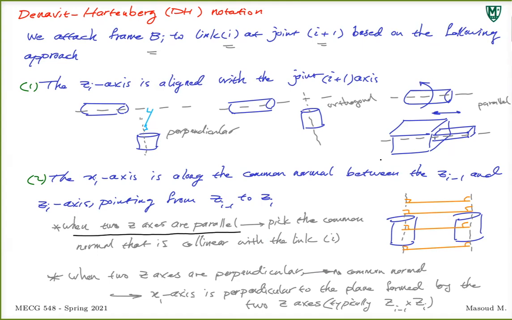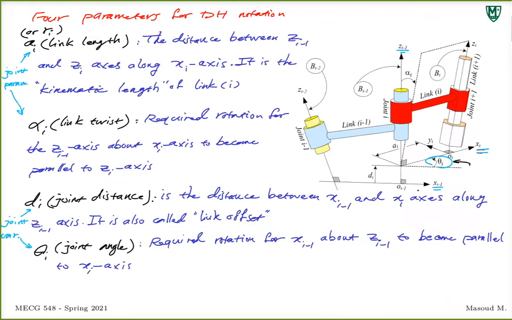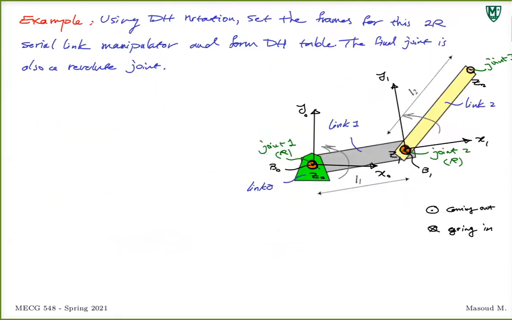Because we need to go from i-1 to i. Again, we are in the same situation: two Z axes are parallel. Since they are parallel, we pick the common normal that is collinear with link i. Z1 and Z2 are parallel, so there are an infinite number of common normals. Think about one axis coming out of the screen and one going into the screen: infinite lines you can draw between Z1 and Z2. Which one do you choose? Choose the one that is collinear with link 2.